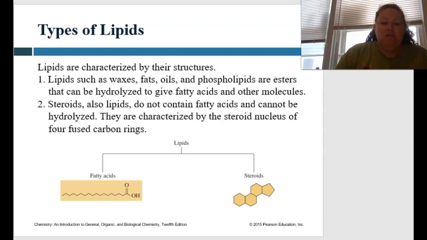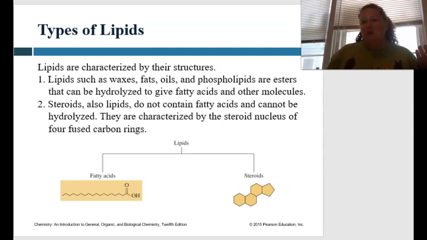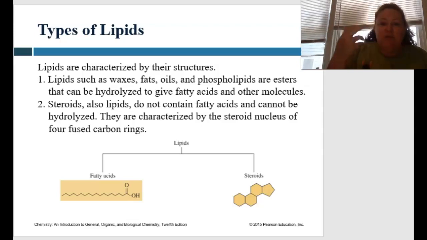So lipids such as waxes, fats, oils, and phospholipids, they're esters, and these can be hydrolyzed to give fatty acids and other molecules. So esters, those are going to be like ester rings, and hydrolyzed, that's a fancy word for breaking apart using water, okay? So remember, always go for those root words. Steroids are also lipids, but they do not contain fatty acids, and therefore they cannot be hydrolyzed or broken apart by water. They are characterized by the steroid nucleus of a 4-fused carbon ring.